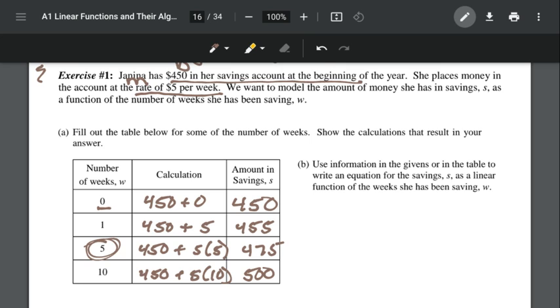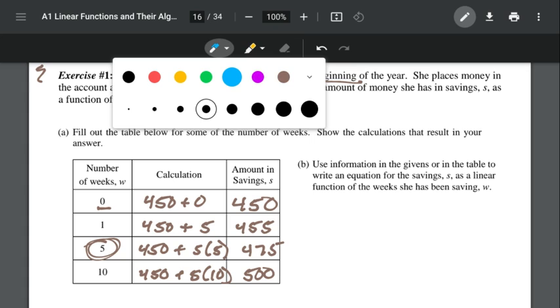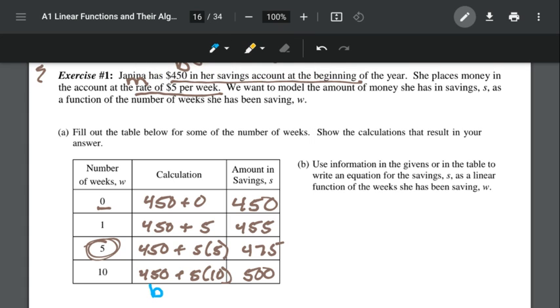So if you look, let me see if I can put this in a different color. Here's our beginning number, here's our slope number, and then this is the number that's like the x. So I'm going to write my equation, y equals mx plus b. We know that m is 5, so I'm going to write y equals 5x. And the b, the beginning number, is 450.